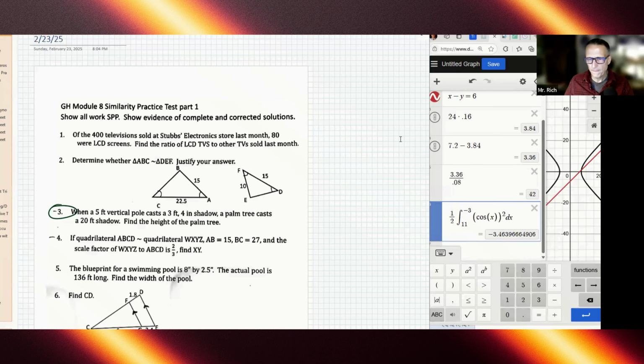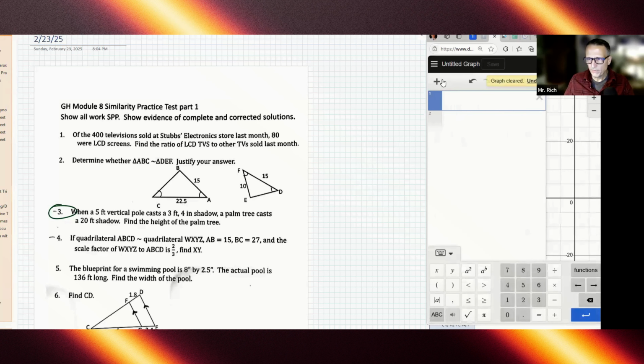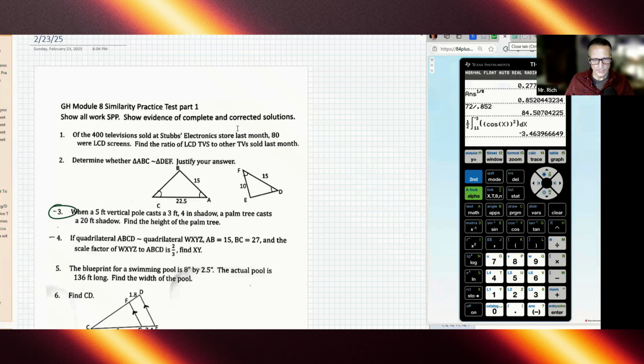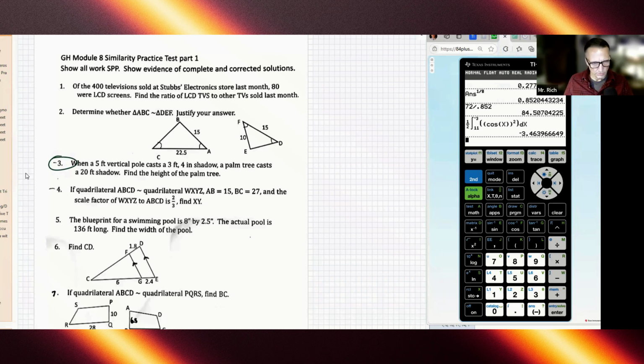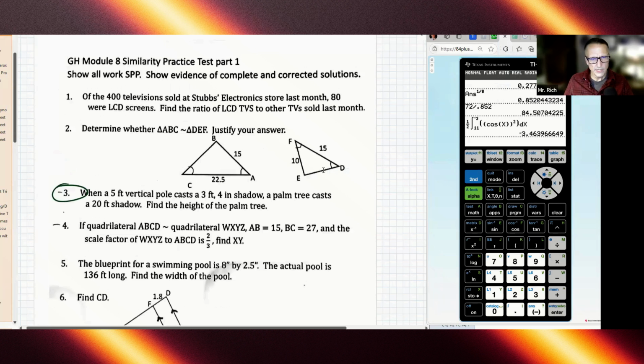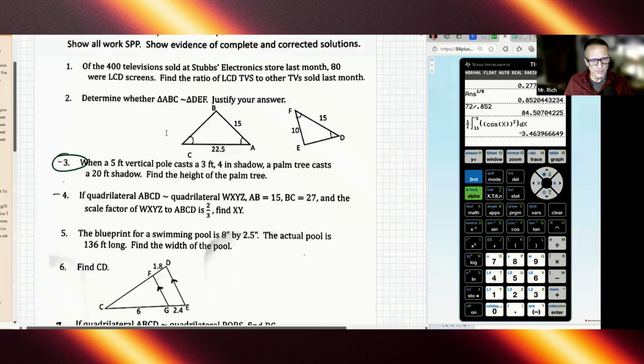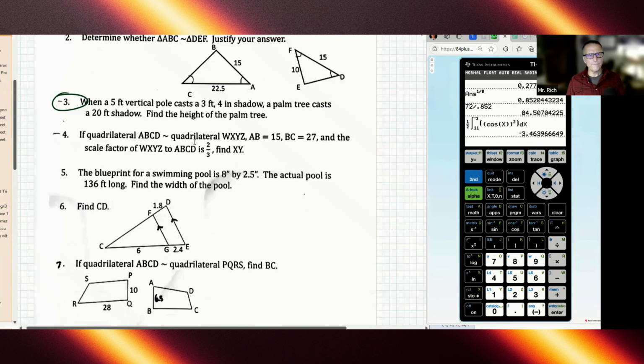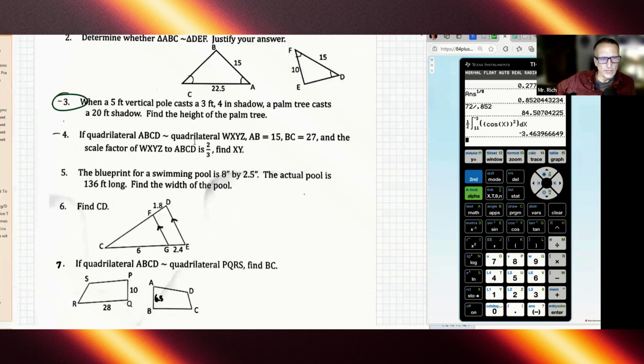I will share my screen, and this is it. I've got Desmos open over here if we need it, and I've got a TI-84 graphing calculator. So we're going to start with number 3 here. It says to show evidence of complete and corrected solutions. Show all work. Number 3: when a 5-foot vertical pole casts a 3-foot 4-inch shadow, a palm tree casts a 20-foot shadow. Find the height of the palm tree.